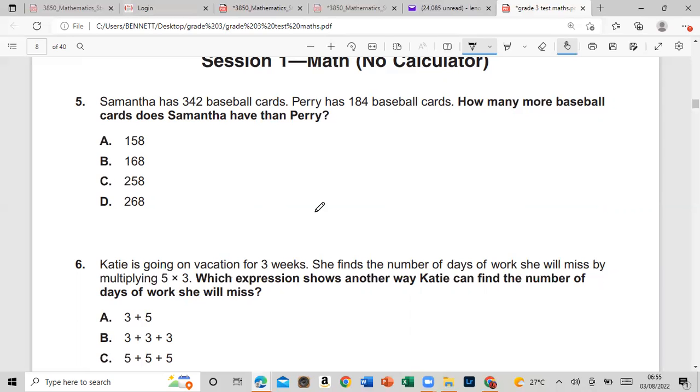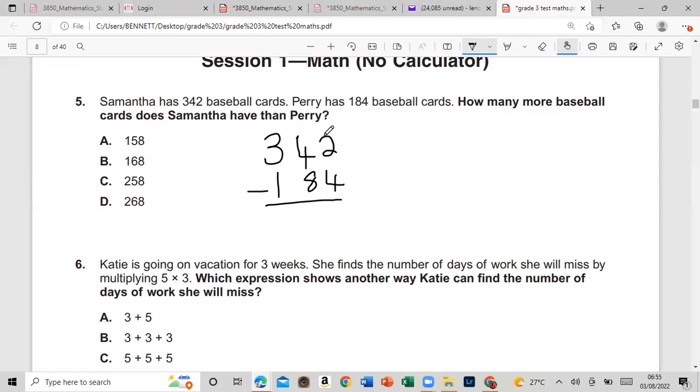All right, so Samantha has more. So that's the first thing you're examining. Samantha has more and Perry has less. So Perry has 184. So we want to find out how many more Samantha has. So we have to subtract the difference, 342 and 184. So we're going to subtract.